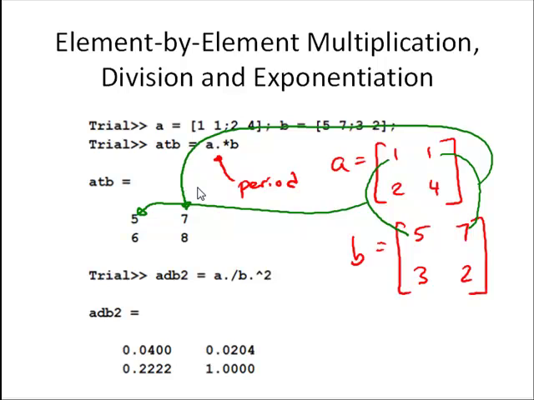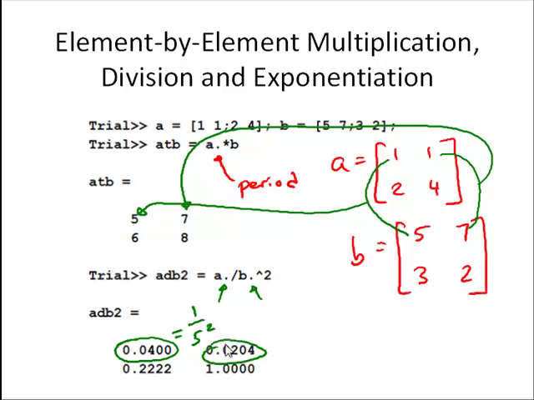We can do the same thing with division and exponentiation. Again, we need that period. And here we have the same operation. So the first element in A.^B is equal to 1 divided by 5 squared.